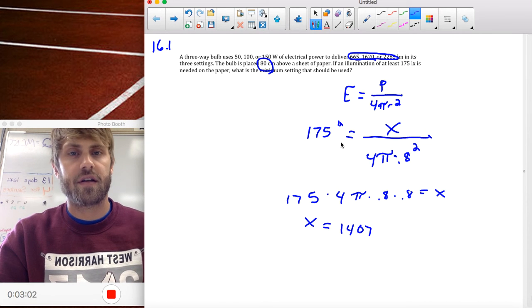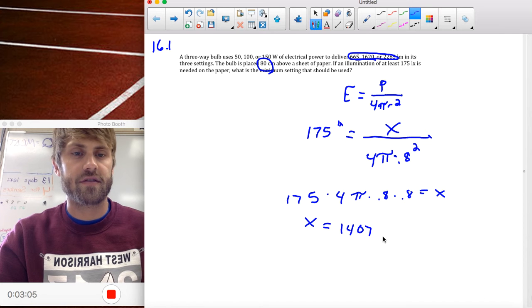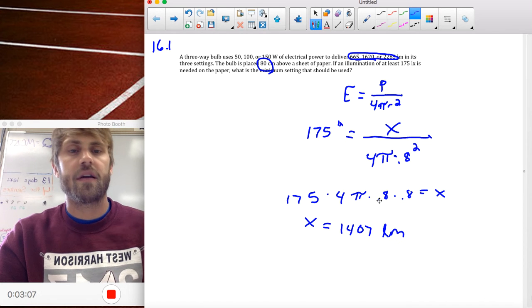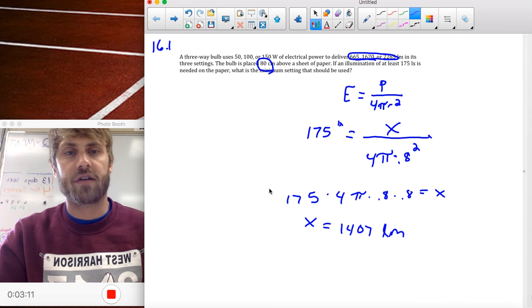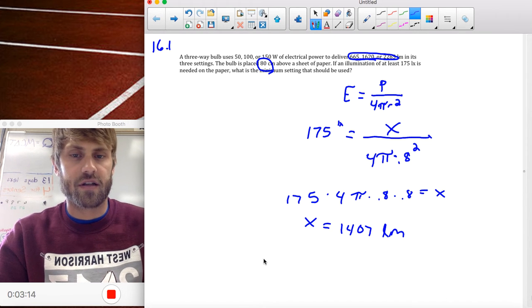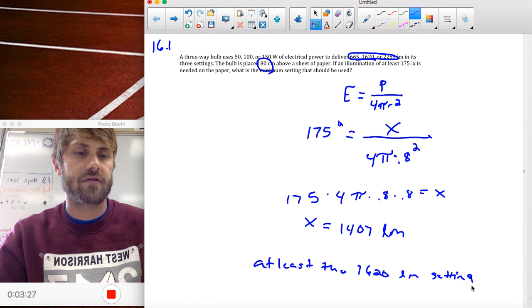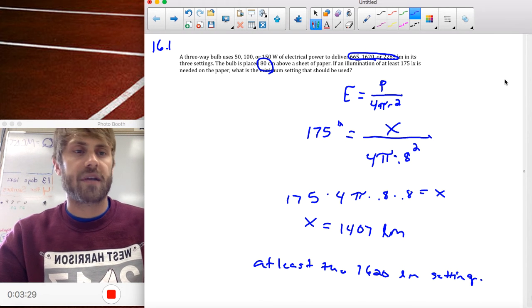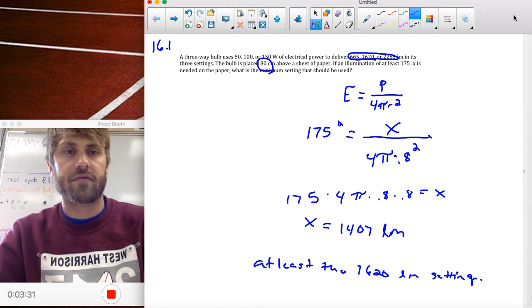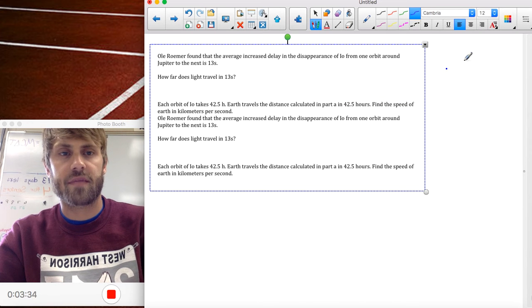1,407 lumens, so Lm. So that means that the first setting of 665 is not going to be enough, so I would answer this question and just say something like at least the 1620 lumen setting must be used. Okay, that one was pretty easy, I thought, so we'll move on to the next one.